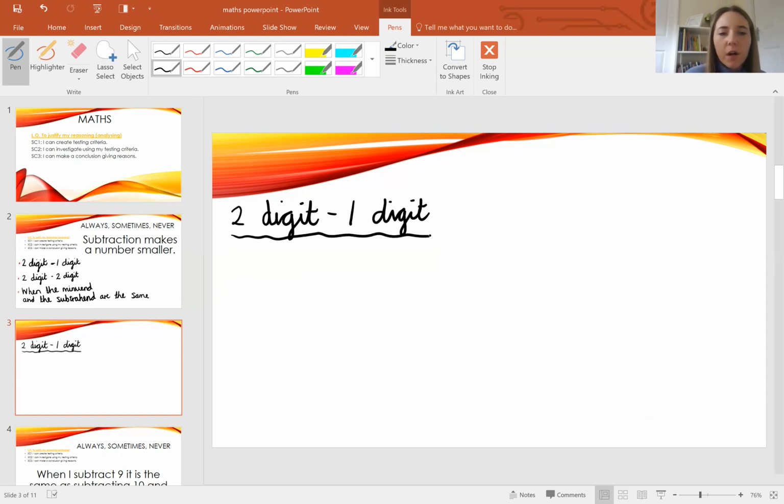So I'm going to start with 53, take away 2. 53 take away 2 is 51, because 2 ones are taken away from my 3 ones, so I've got 1 left. So has that made the minuend smaller? Yes, because 51 is smaller than 53, so it has. I'm going to try it again.